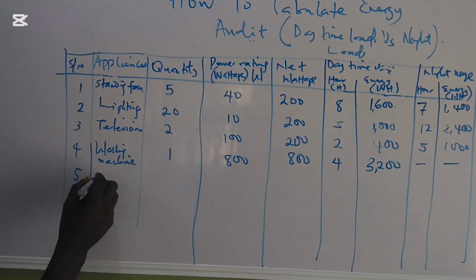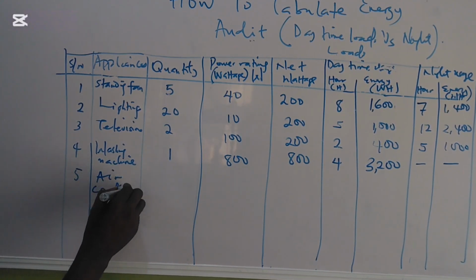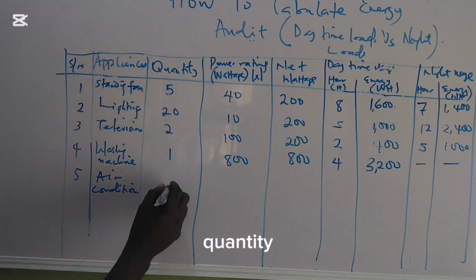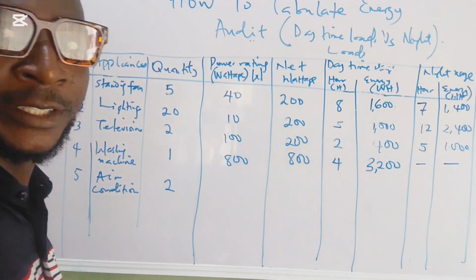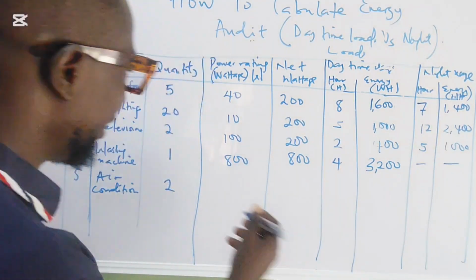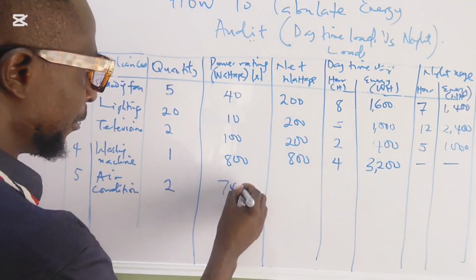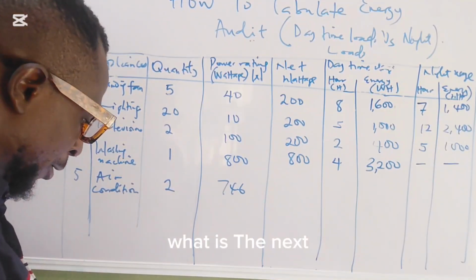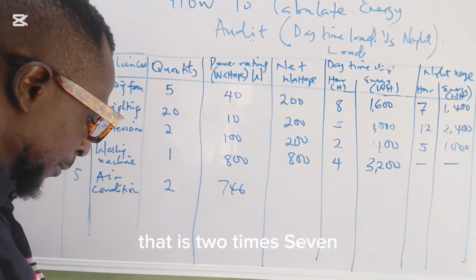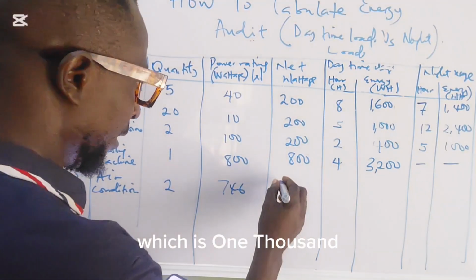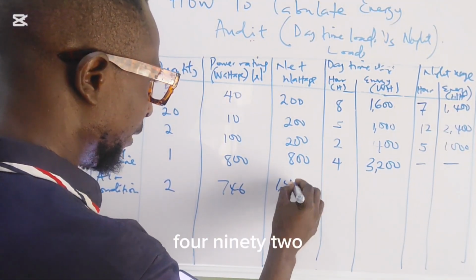Then we have the fifth one. Let's say air conditioner. Quantity, let's say we have 2 units. What is the wattage of each? Let's say each is 1 horsepower, that is 746 watts. Then what is the net wattage? That is 2 times 746, which is 1492.